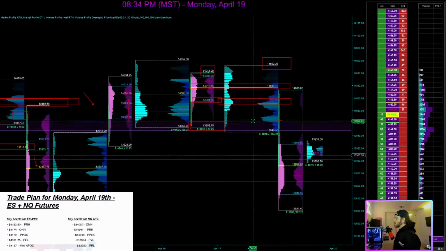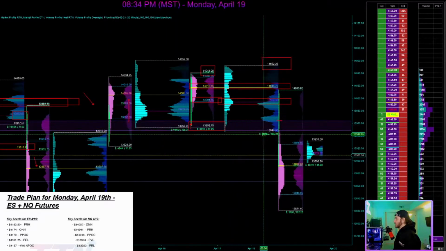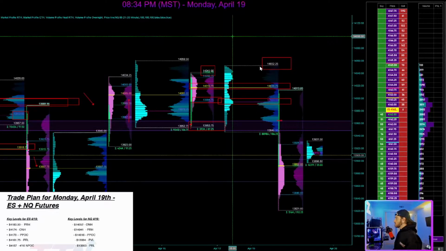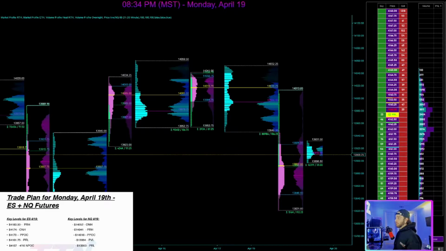My thought was just briefly, if we were going to get that downside continuation, that this was the level to break, and that is indeed what we saw today. So let's dive into my pre-market analysis.